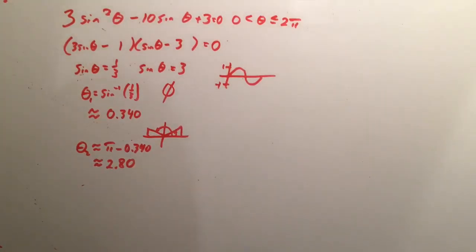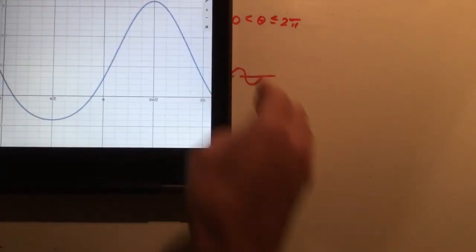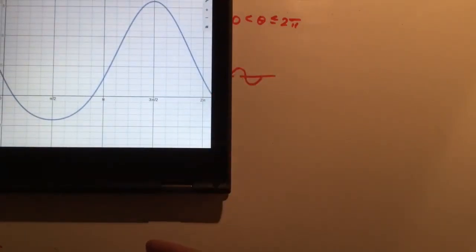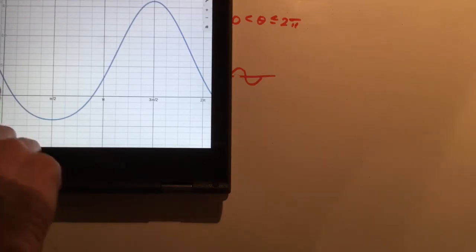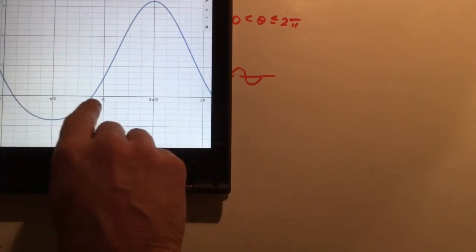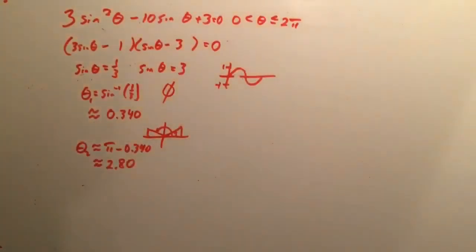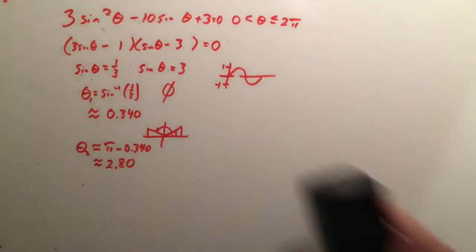And if you're interested in what 3 sine squared minus 10 sine x plus 3 looks like as a function, it looks like that. And you can see it crosses the x-axis exactly twice, once here, and I guess that is my 0.34, and that looks to be about my 2.80, just a little bit shy of 3.14 there. Okay, so let's try another one.